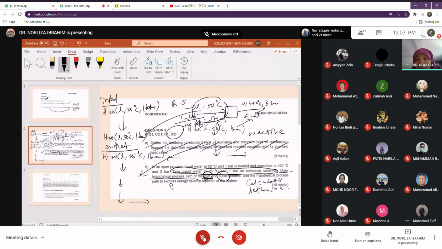So alright, how are you going to explain this? Use the hypothetical process path to express the energy balance equation of the system.